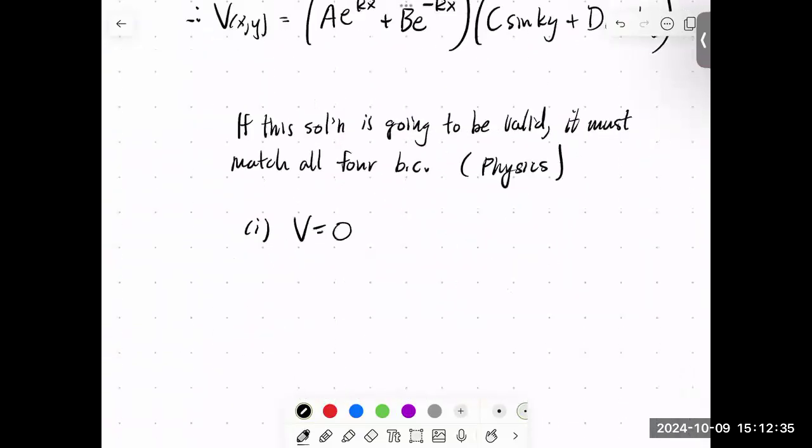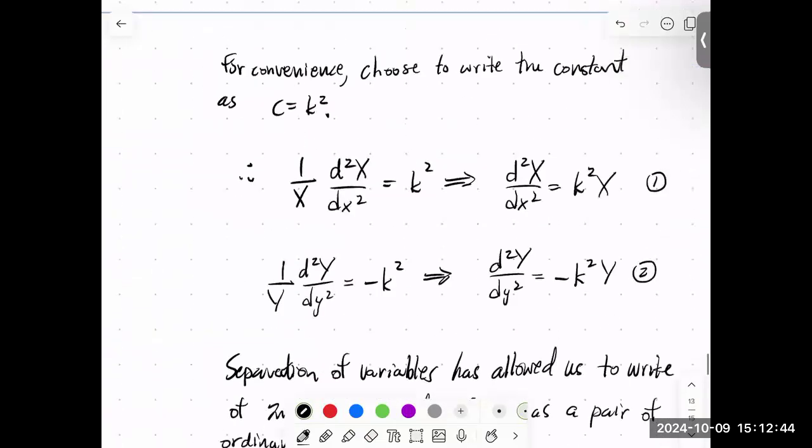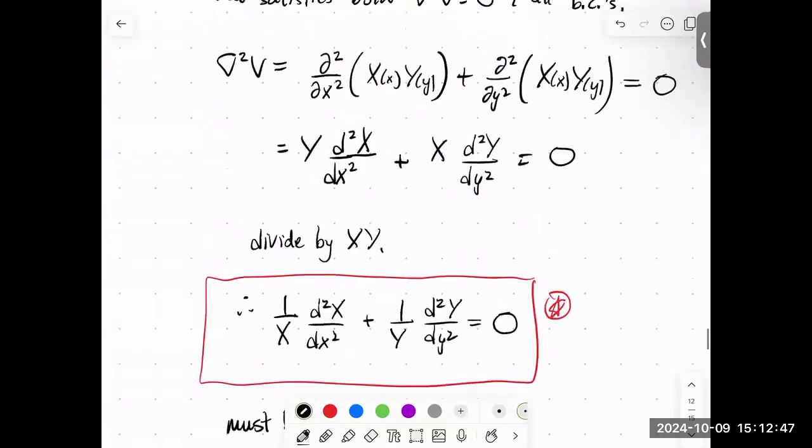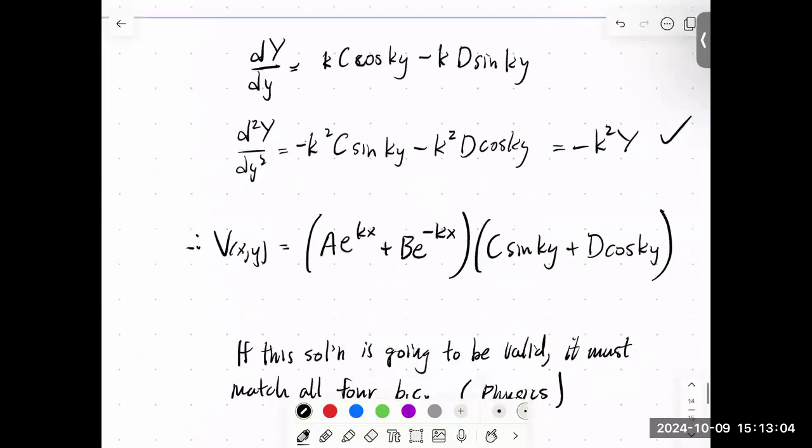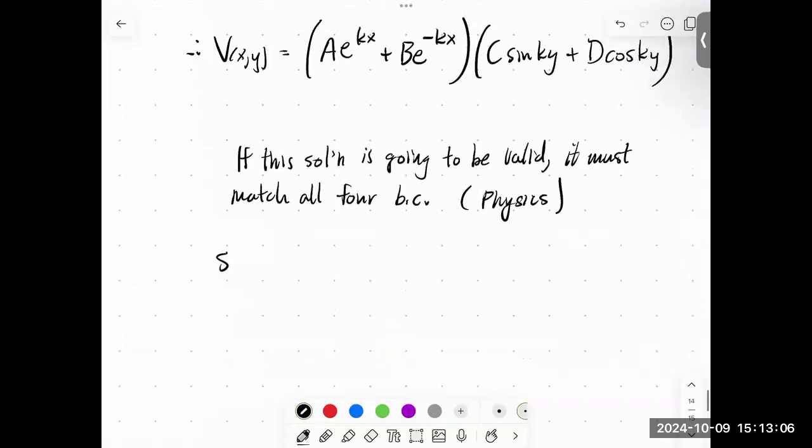V equals 0. Actually, I don't want to start with that one. I want to start with the x one, just because that's in my notes first. Here they are. Which one do I want to start with? Okay, I'm going to start with number 3. Start with the x one here. Let's start with 3.